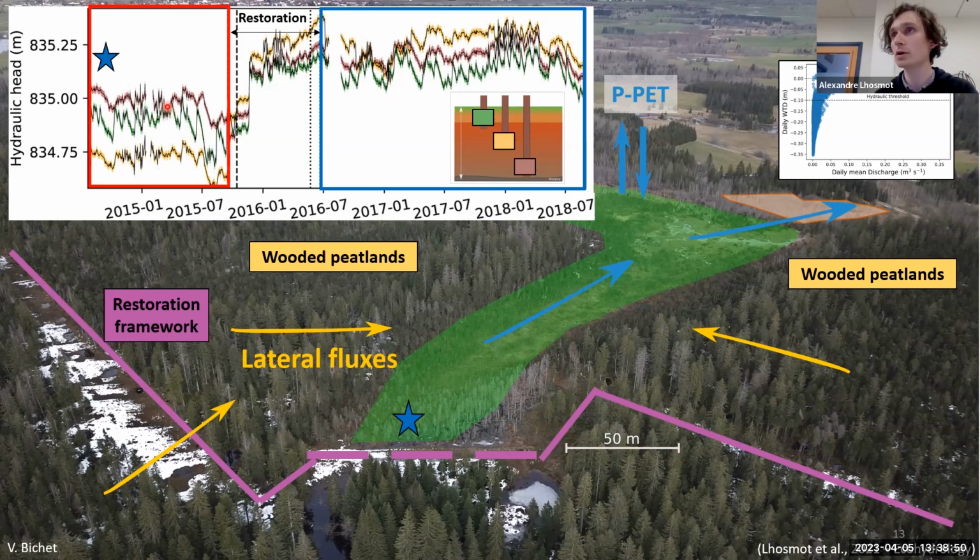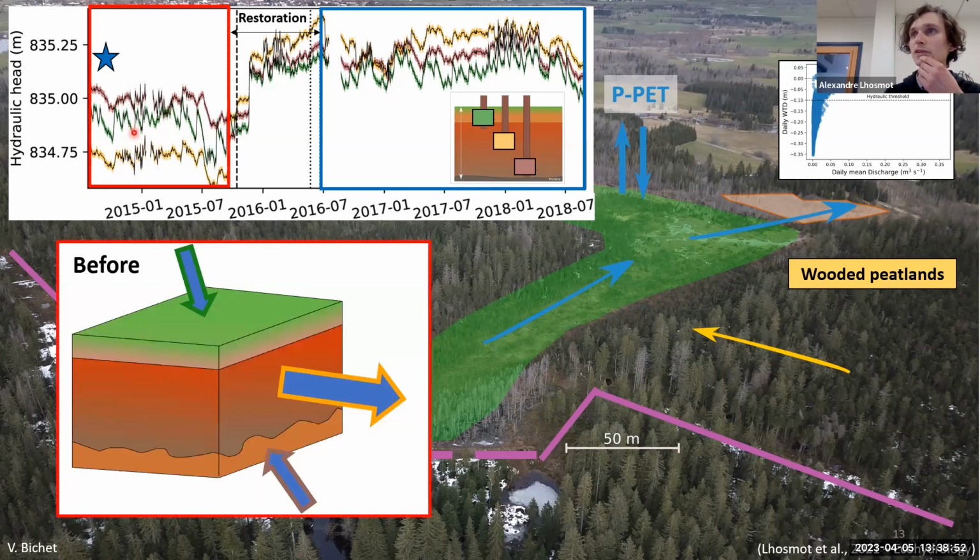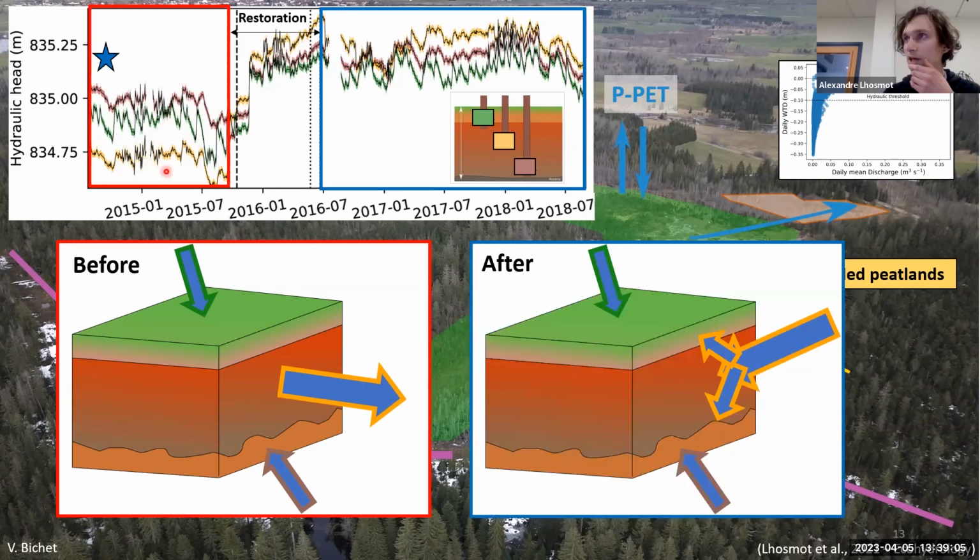But we observed that before the restoration, the intermediate peat layer was in depression compared to the surface and deep peat layers. And after the restoration, there is an inversion of hydraulic pressure gradients. You can see that the yellow curve has higher pressure than the surface and deep peat layers.